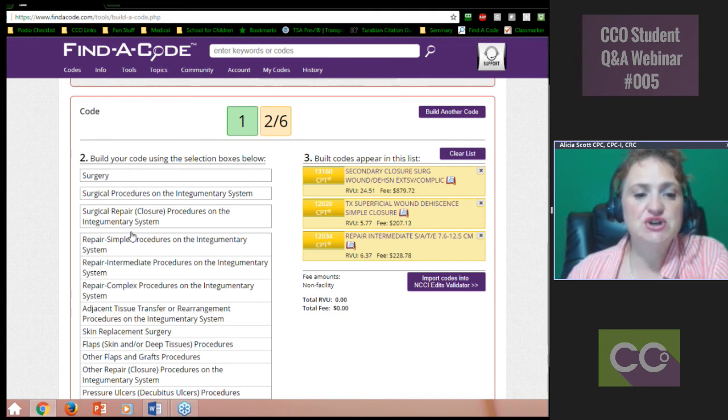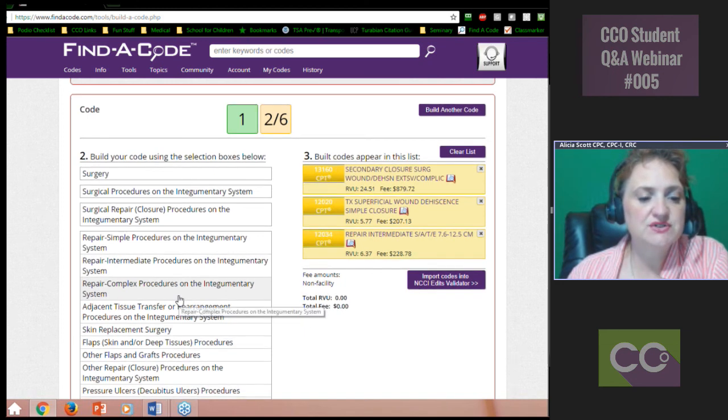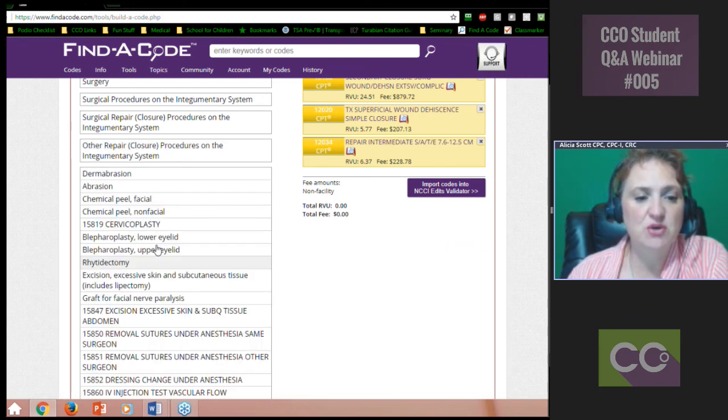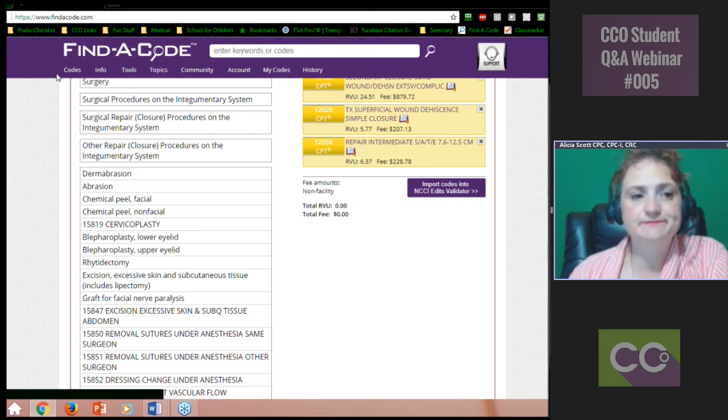Okay, so we're doing a closure, we think, but let's see. Repair, simple procedure on the integumentary or intermediate. Now look at our choices here. None of these others, really, other repair of the integumentary system. I can show you what those choices are, but I can tell you that's not going to be in there, because that's dermabrasion, blepharoplasties. These are like things that you would do for plastic surgery and stuff.